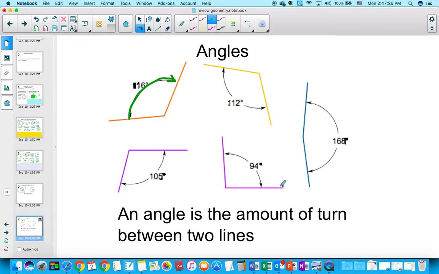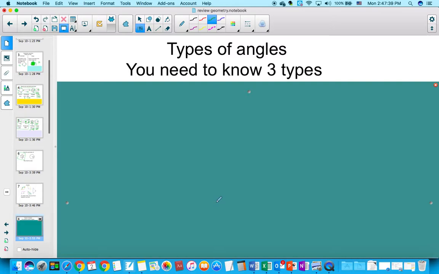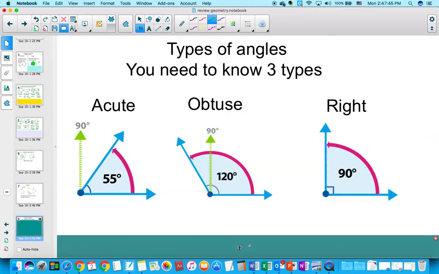This line here, the other line turns 94 degrees that way. That's all it is. That's what angles are. The amount of turn between two lines. There are types of angles. You need to know 3 types of angles. Acute, obtuse, and right. Acute is like this, obtuse is like this, and right is like this. And hopefully you do remember this, but I'll quickly review them.